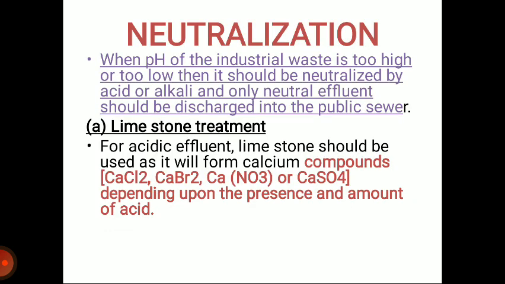Neutralization. When the pH of the industrial waste is too high or too low, it should be neutralized by acid or alkali, and only neutral effluent should be discharged into the public sewer. Limestone treatment. For acidic effluent, limestone should be used as it will form calcium compounds, depending upon the presence and amount of acid.